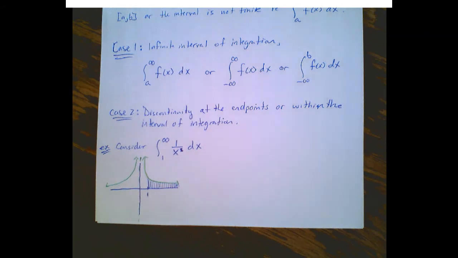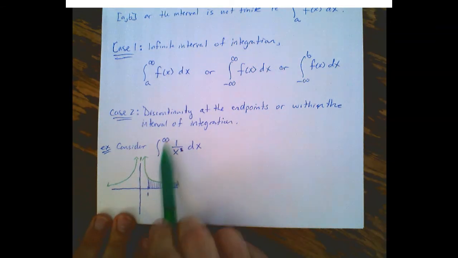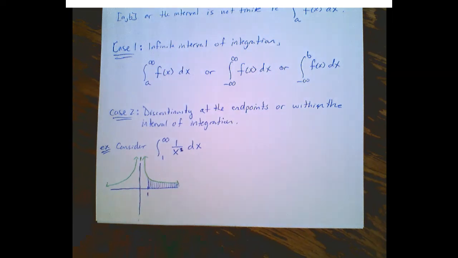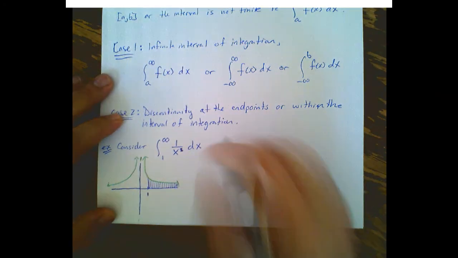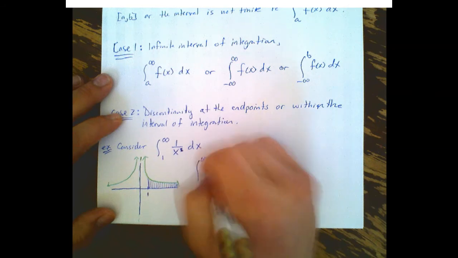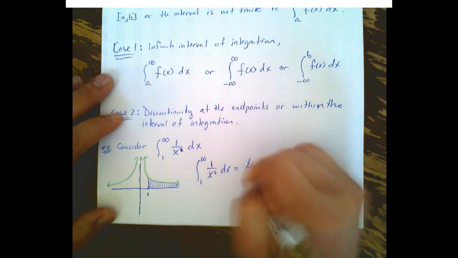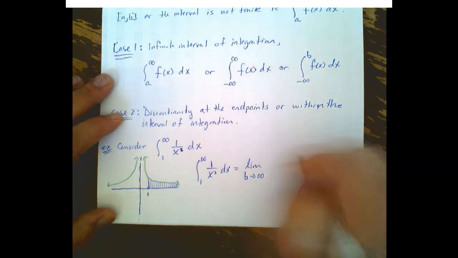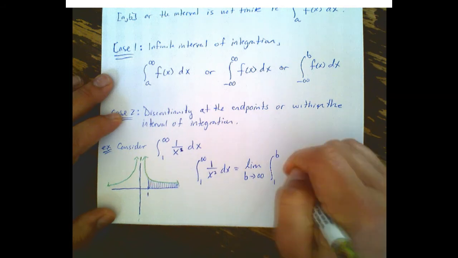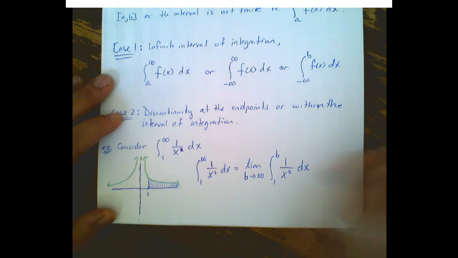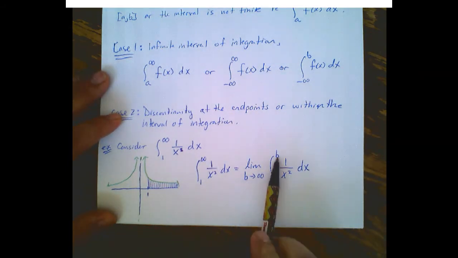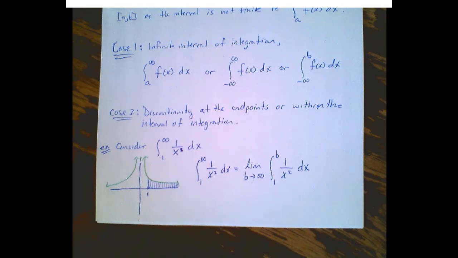All right, so what we want to do is, because we can't plug in infinity, we try to represent this integral using some limit. So we're going to take x to infinity on the upper bound here. So I'm going to rewrite the integral from 1 to infinity of 1 over x squared dx. This is equivalent to the limit as, let's say, b goes to infinity of the integral from 1 to b of 1 over x squared dx. So we're just going to send b to infinity here. Okay.